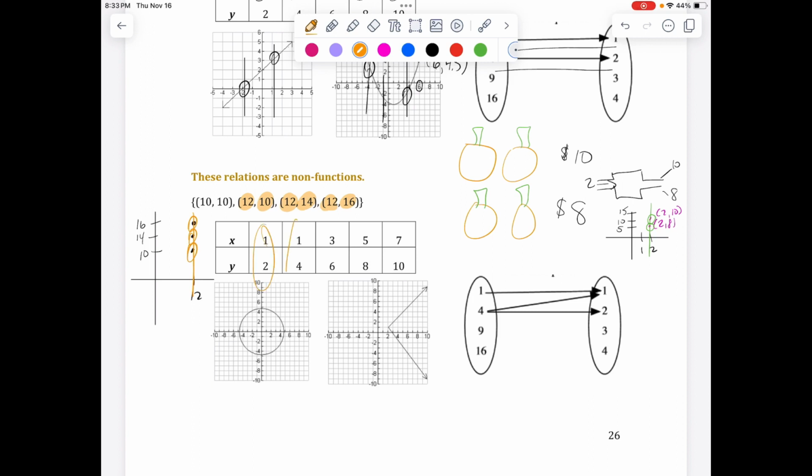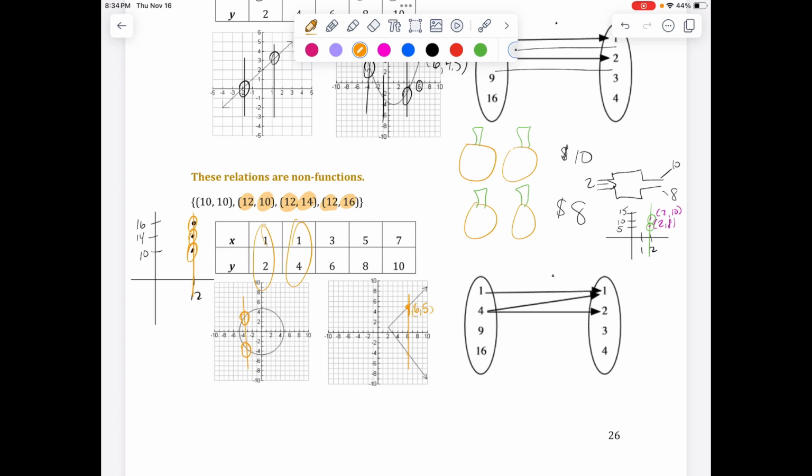Same with this one. I get a 1 and a 2, a 1 and a 4, not a function. A circle is a relation, not a function. We get 2 outputs for our single input. Same with this graph here. This one's probably one of the easiest ones to see. For an input of 6, we get 5.